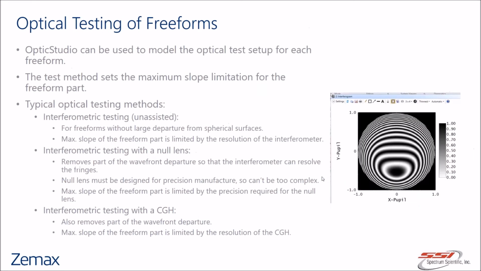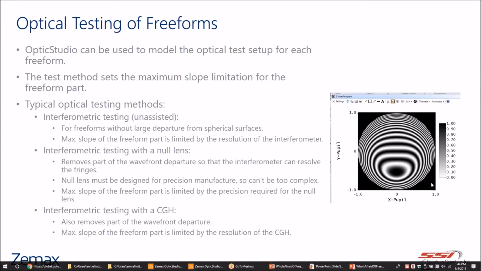Let's talk a little bit now about optical testing of freeforms, because of course, OpticStudio can also be used to model the optical tests for your freeform parts. This is really important because your optical test is usually what sets the limits on your slope and total sag for your freeform parts. So it's always important to understand your test method and what your limitations might be because of that.